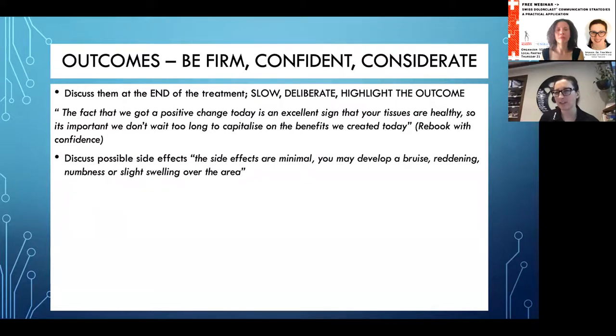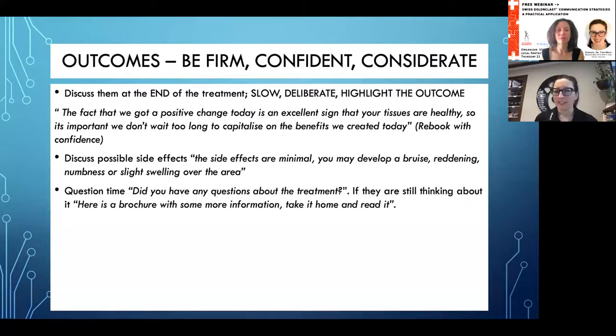Discuss possible side effects. So I always say to them, the side effects are minimal. You may develop a bruise, some reddening, some numbness, or some slight swelling over the area. Make sure you tell them so they're not shocked if they go home and there's a bruise or it looks a bit swollen, because then you've told them they're fine. But if you don't tell them, then they panic.